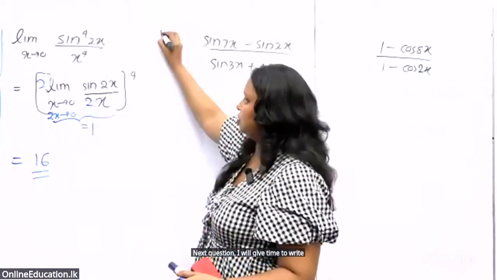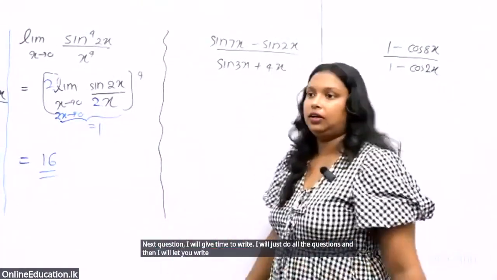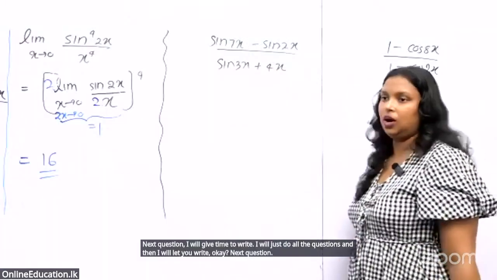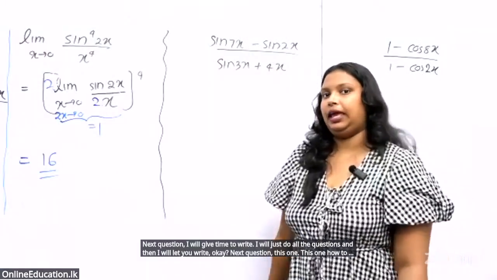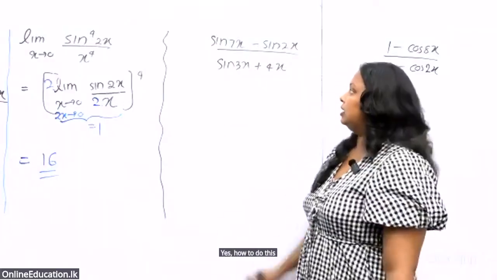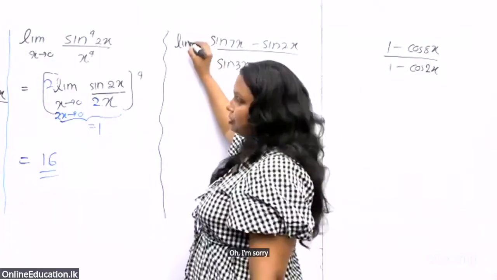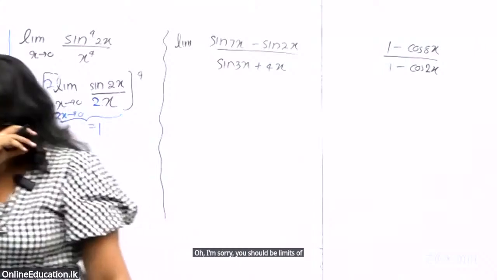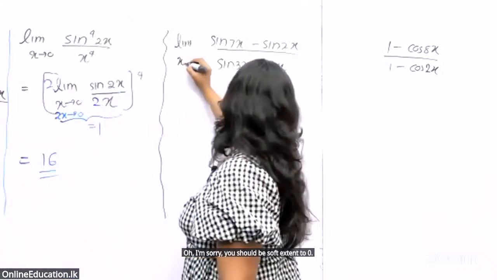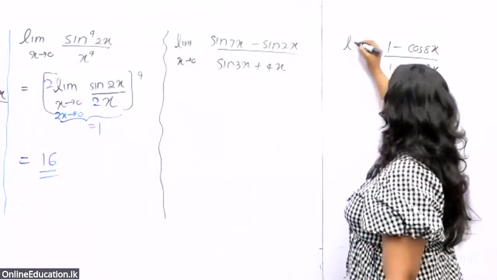Next question, I will give time to write. I will just do all the questions and then I will let you write, okay? Right. Next question, this one. How to do this? Oh, I'm sorry. This should be the limit of x tends to 0. Here also the same.